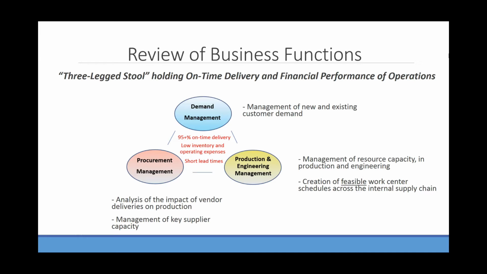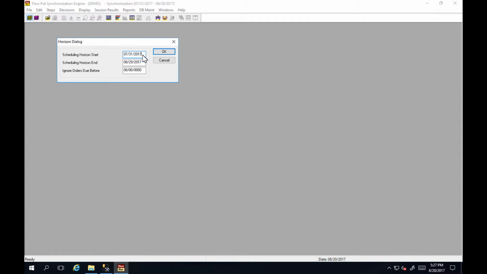During this demonstration, we will show exactly how each business function uses Thru-Put to achieve the goals highlighted in red at the center of this model. Thru-Put was carefully created to push users to achieve 95+% on-time delivery with minimal operating expenses and supply chain inventory to support demand. For this Thru-Put demonstration, we will use the beginning of the time horizon as July 31st, 2017, and we will be looking at a 30-day planning horizon ending on August 29th, 2017.